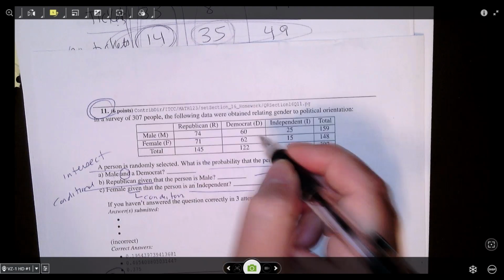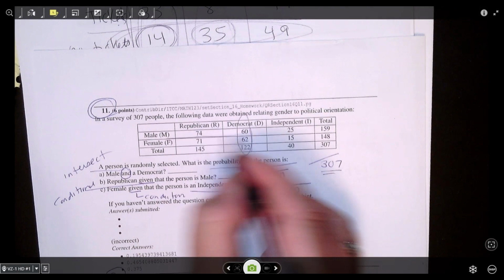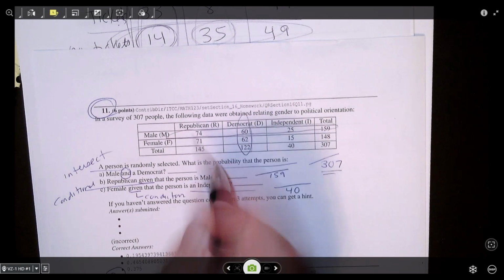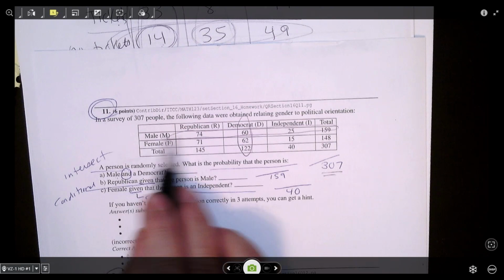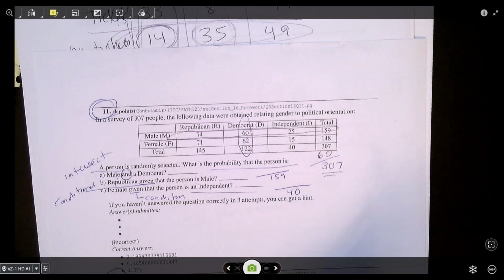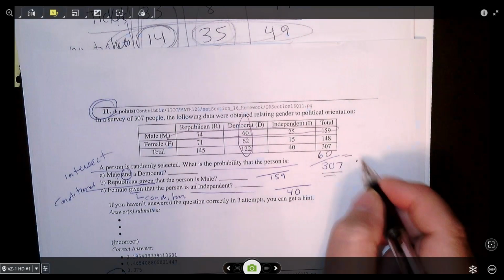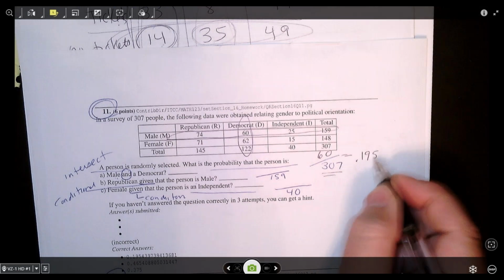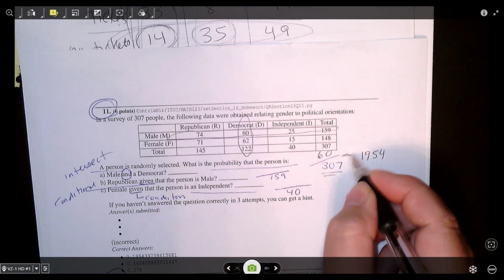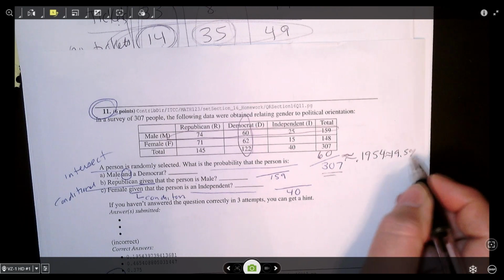So we're looking for male and Democrat. They have to be male and Democrat. So it's where they intersect. 60 over 307, 0.1954, 19.5%. Okay.